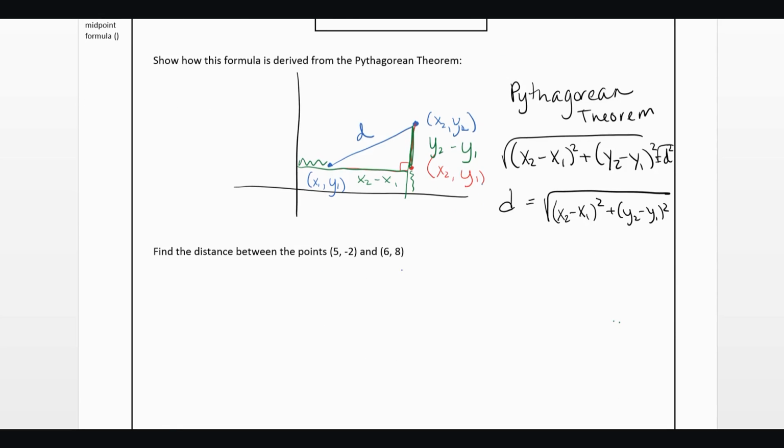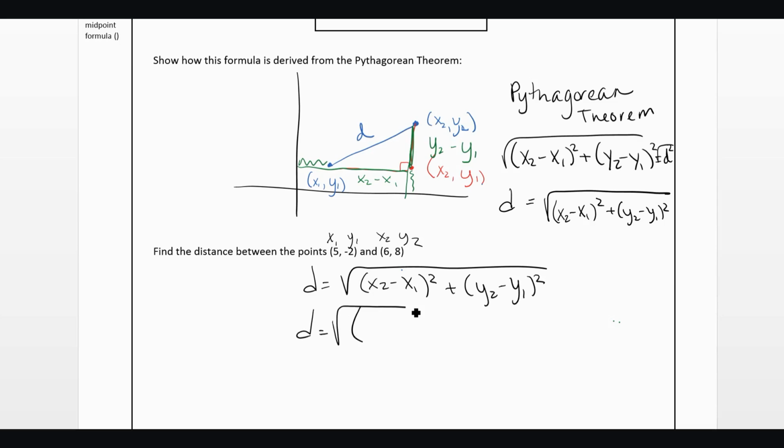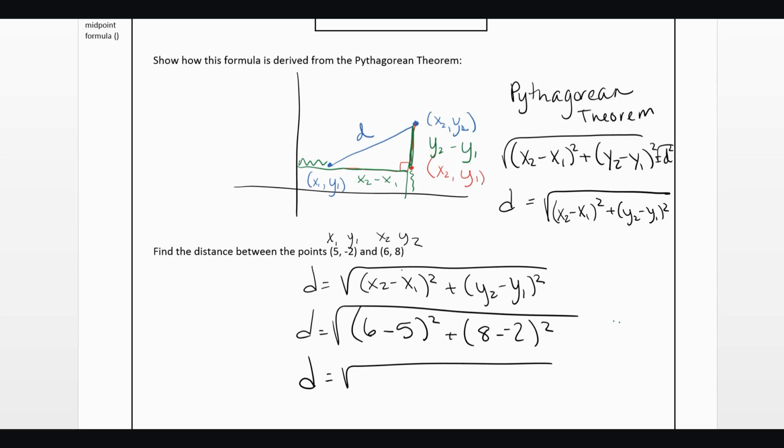So now using it, it says find the distance between the points 5, negative 2, and 6, 8. So this is x1, y1, x2, y2. We're going to plug these in now. 6 minus 5 squared plus 8 minus a negative 2 squared. So we get 1 squared plus 10 squared, and this would be the square root of 101.